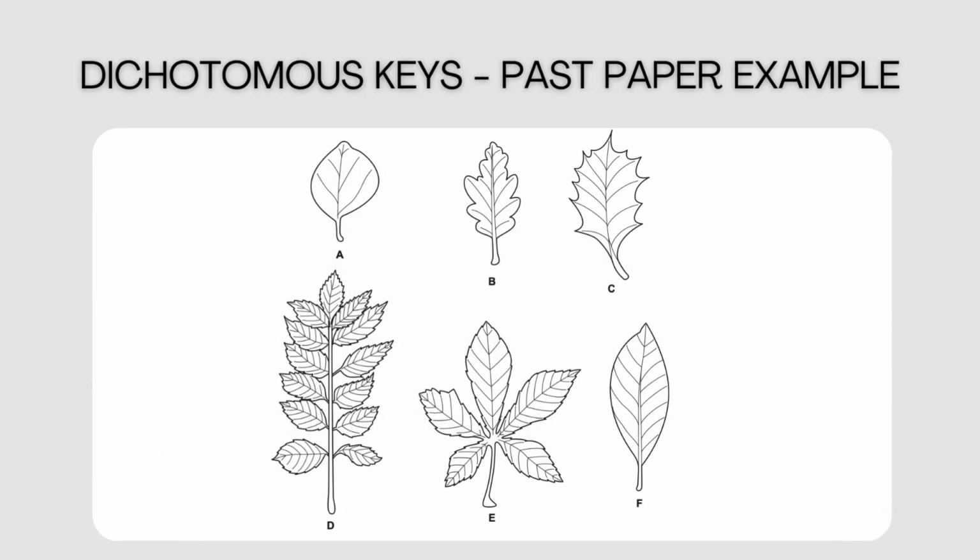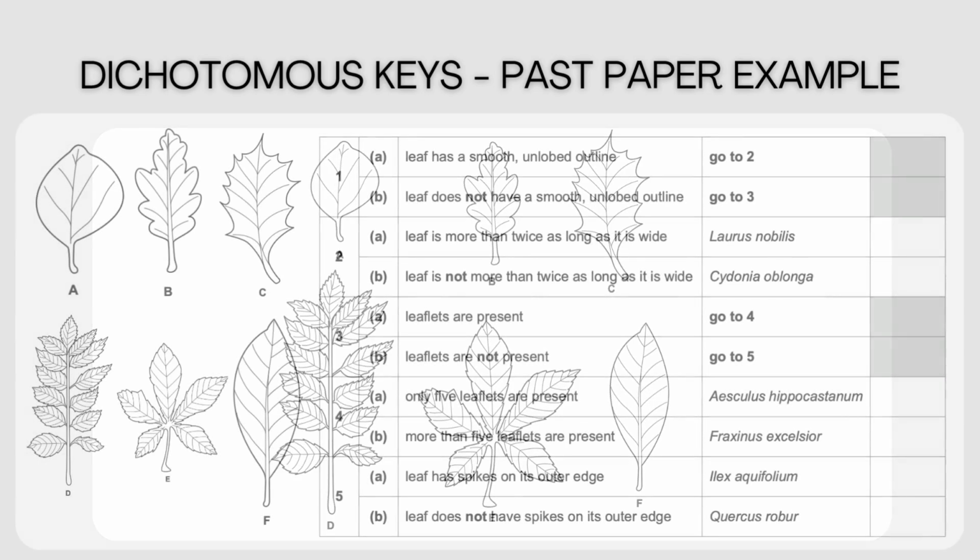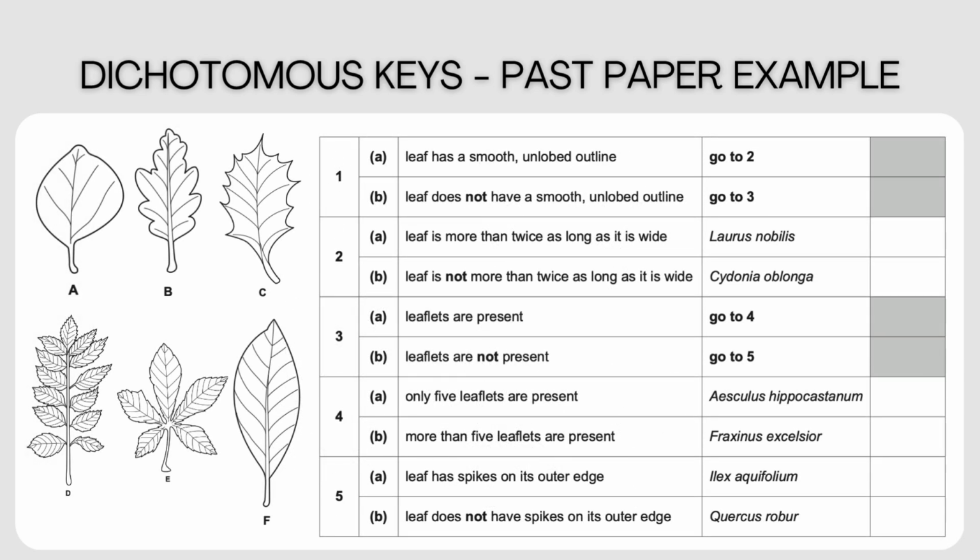Let's take a look at an example from a past paper question. Plant species can be identified using a dichotomous key. The figure below shows the leaves from 6 plant species, A to F. Use the key to identify the species shown. Write the letter of each species, A to F, in the correct box in the key.